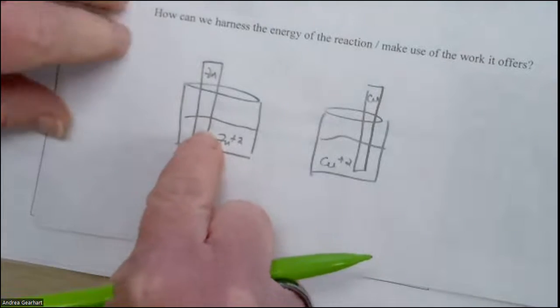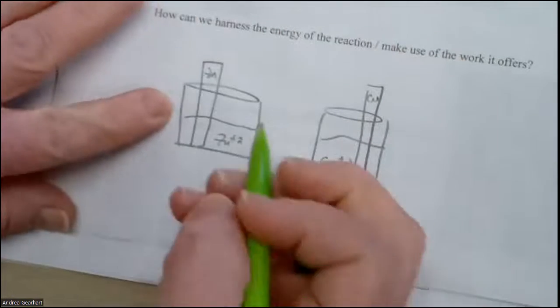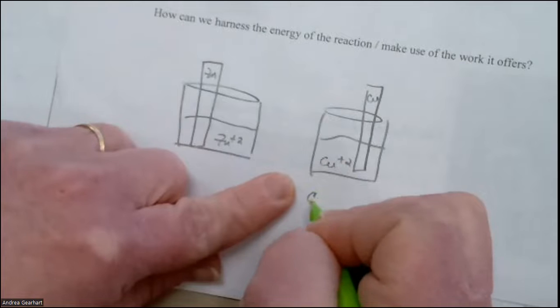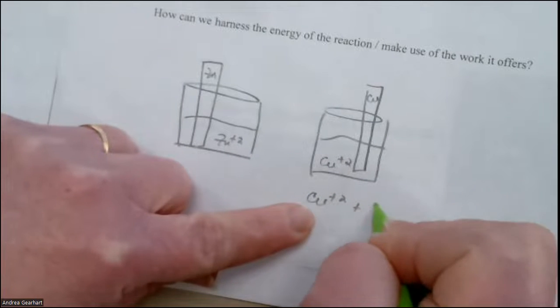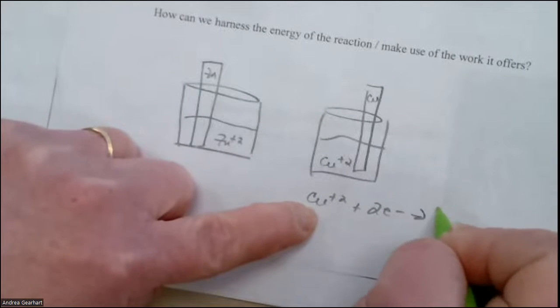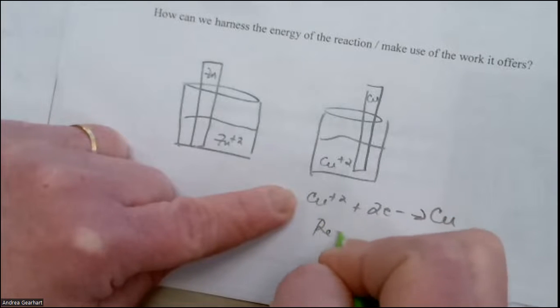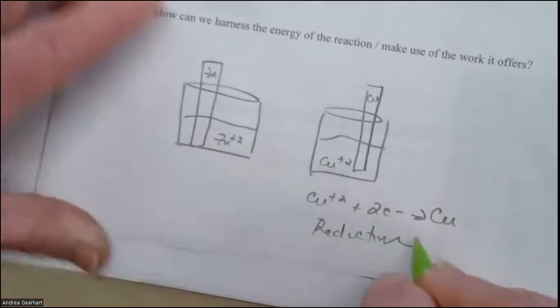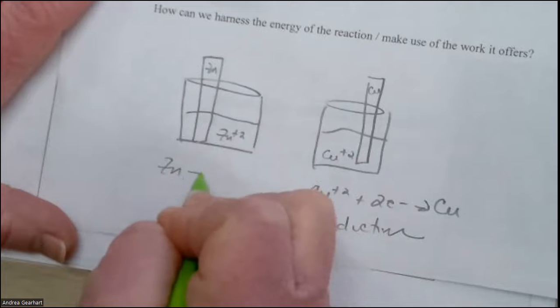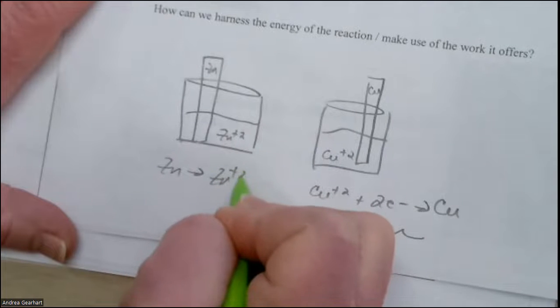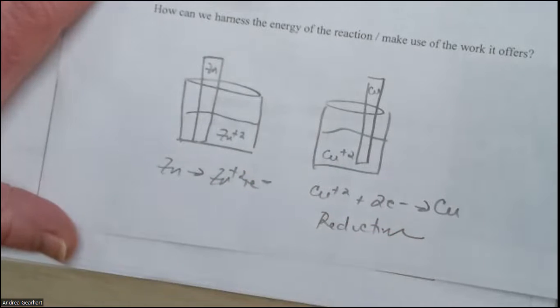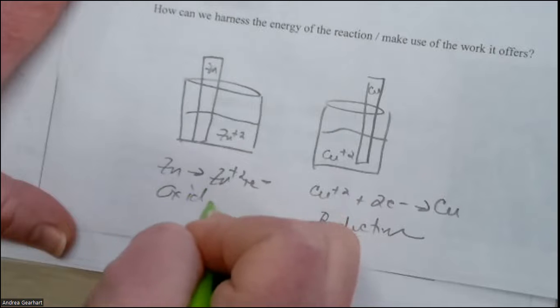And I understand that I need to put them in contact so that the copper ion will end up pulling electrons to form elemental copper. So this is my reduction. And then the zinc gave the ions by releasing the electrons. And so this is my oxidation.